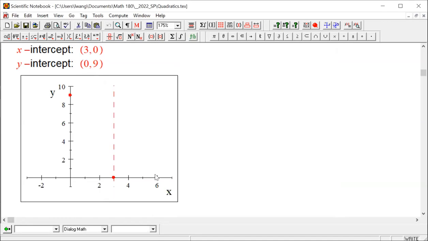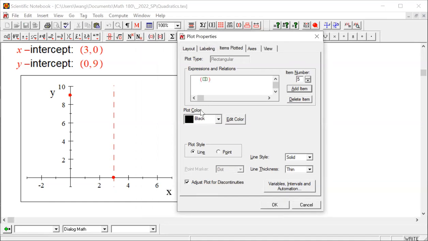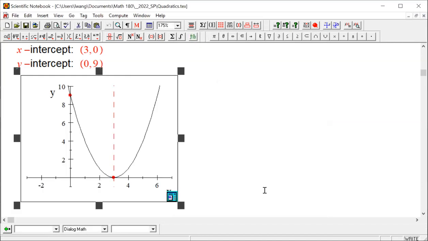So now we can draw the curve, right? We can just connect the dots and we know the symmetry. It is a sketch. And that's x minus 3 squared. That's our curve. Here you go. So that curve is here.